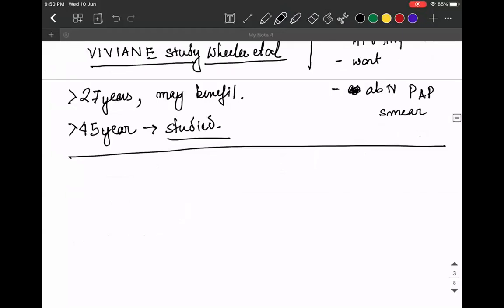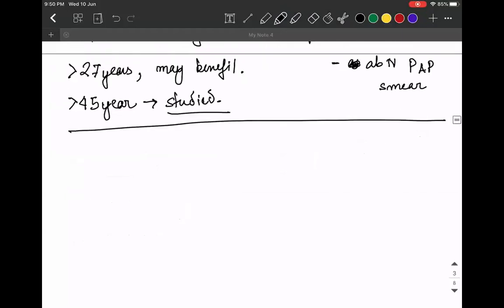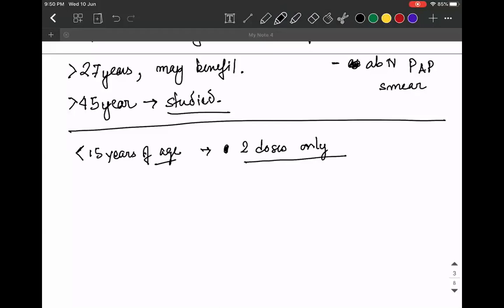Moving on, what are the doses? If the person we're supposed to vaccinate is less than 15 years of age, then they can be given 2 doses only. When are those 2 doses to be given? One at 0, and the second any time between 6 to 12 months.